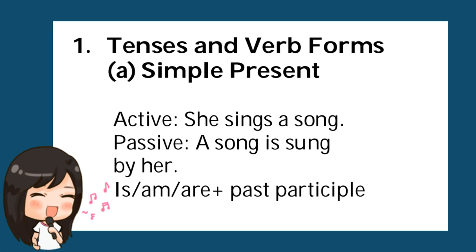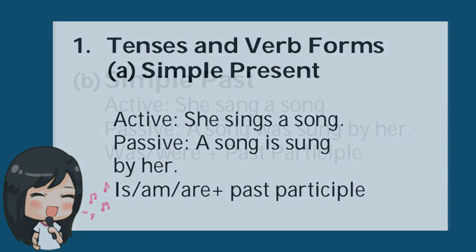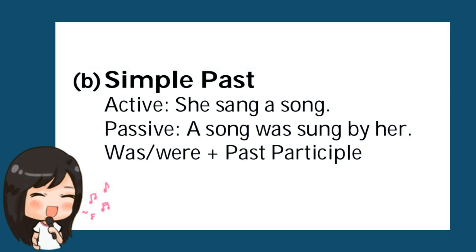Now we are moving to the next one. It is a simple past tense. In simple past tense, we can write the same sentence into simple past. In active voice, the sentence is she sang a song. The verb is sang. It became was sung. In simple present tense, it was is or are plus V3 form, but here it became was or were plus V3 form, past participle form. So the answer became a song was sung by her. She sang a song became a song was sung by her.